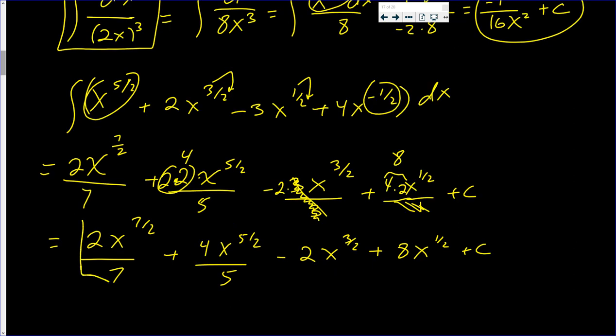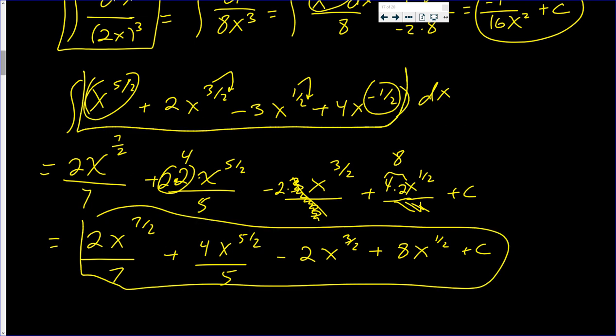If you take the derivative of this, and I didn't make any mistakes, you will get that back. If you don't, either you took the derivative wrong, or I made a mistake, or possibly we both made a mistake. I did the integral wrong and you took the derivative incorrectly.